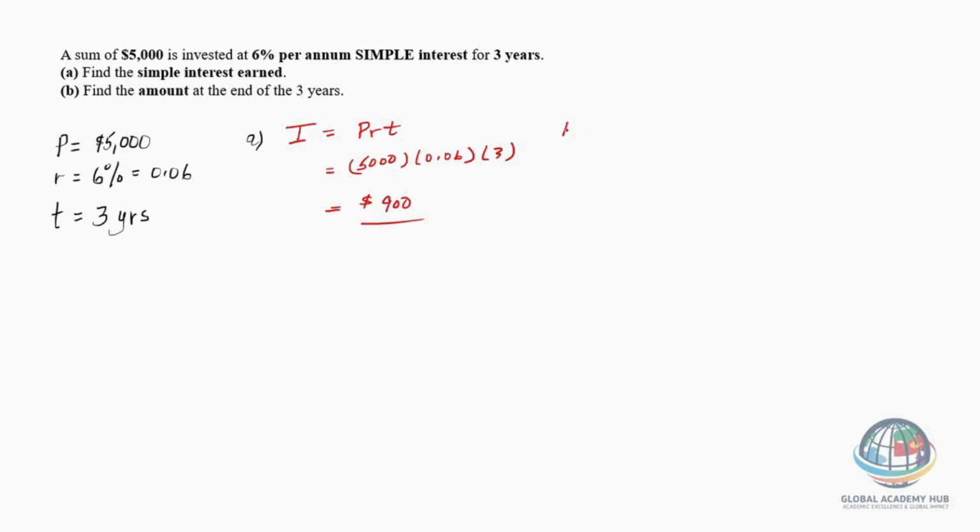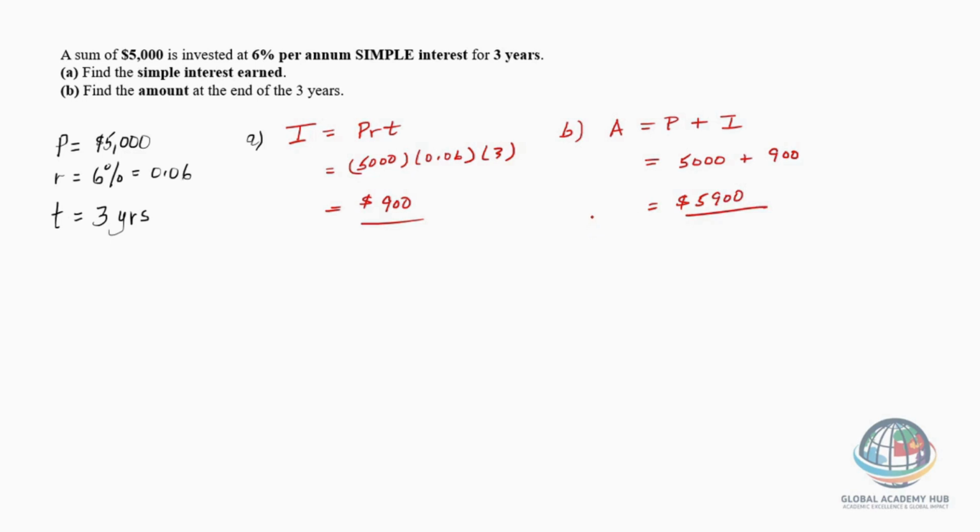So what's the total amount earned? That's the total amount after 3 years. It's going to be the principal plus the interest. Well, you started with 5,000. That was your principal. Plus you earned an interest of 900. So your total amount will be 5,900.